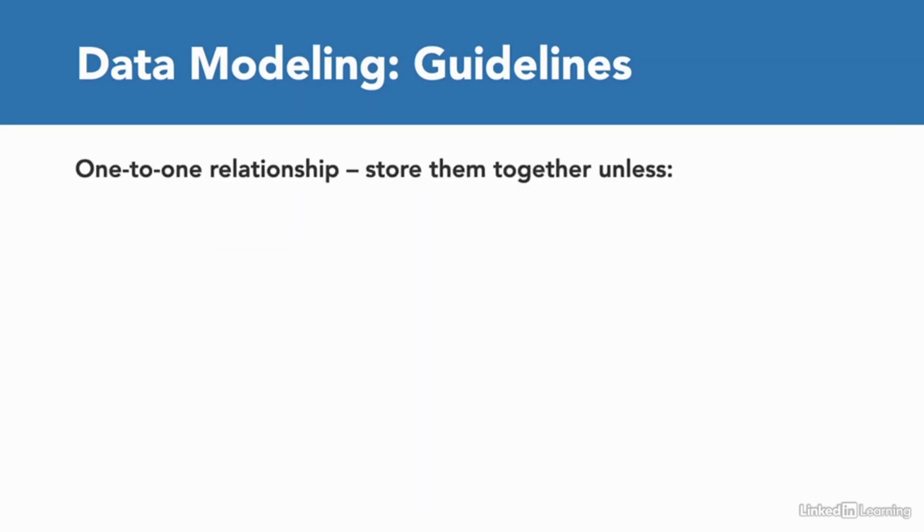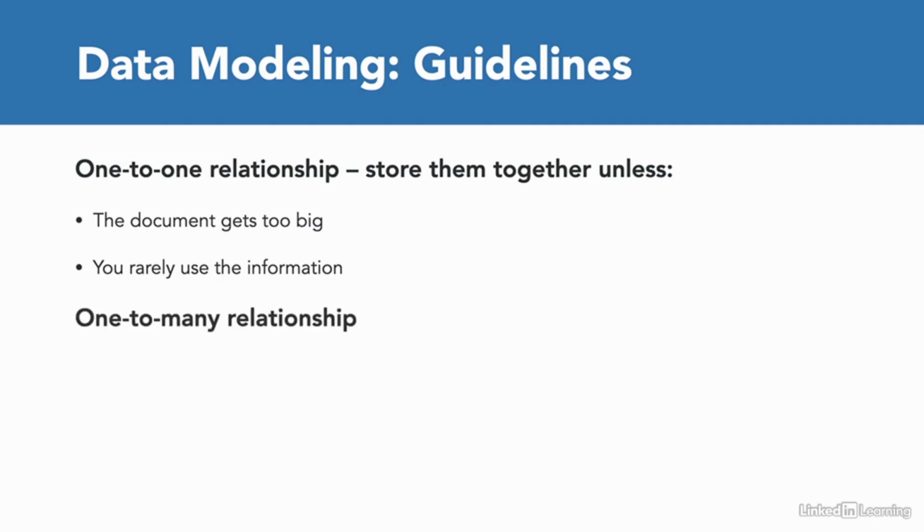The first one is, if there is a one-to-one relationship between a document and another piece of data, like with a document about a person and a date of birth, store them together. There are two exceptions to this. The first one is if the size is too big, or if you very rarely use the information together in queries.